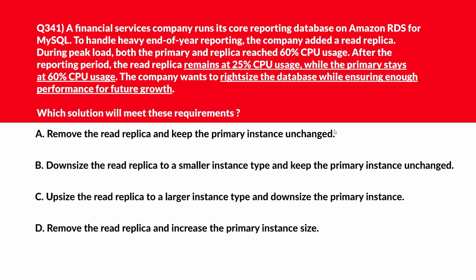Alright, now let's tackle this. So here the read replica remains at 25% CPU usage while the primary stays at 60% CPU usage. We want to right size the database with enough performance for future growth. Option A, removing the read replica eliminates read offloading and risks future reporting spikes.